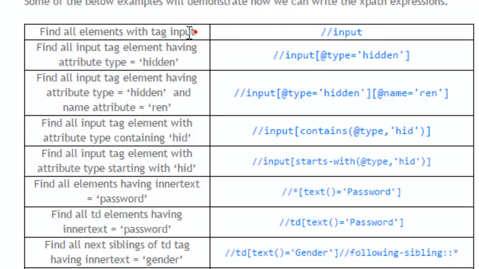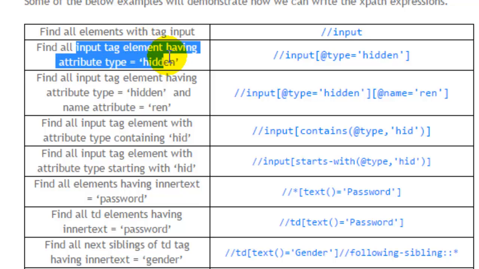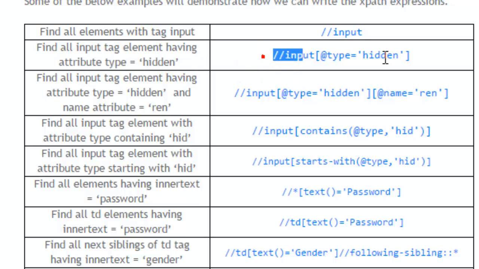So the first type is input element. Find all input elements with the tag input: //input. That's how you can identify the elements in Selenium. Then if you want to find all the input tag elements having the attribute hidden, you can identify it like that. Give the tag name here. Remember that // is required. Then input, this is the tag name, and then here you have to give the attribute name and its value.